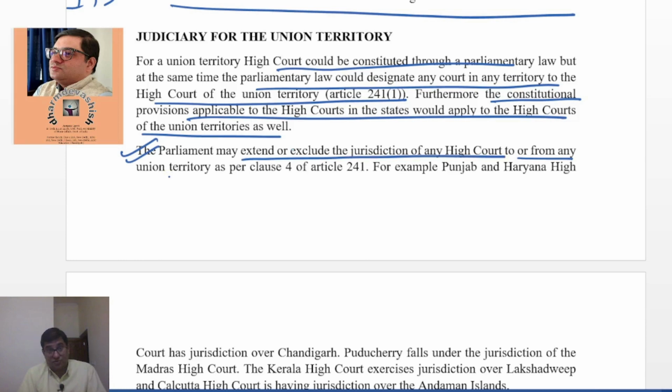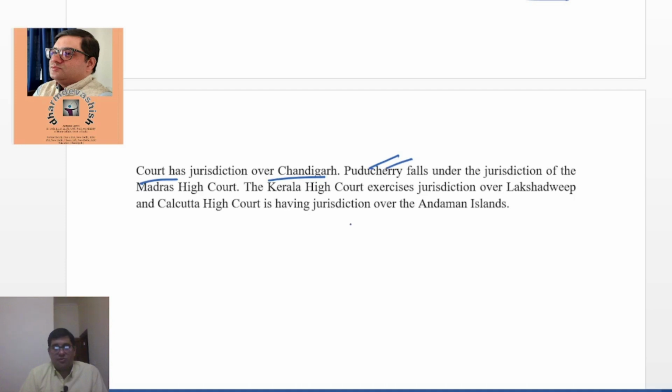Now what is the example given? For example, the Punjab and Haryana High Court has jurisdiction over the Union Territory of Chandigarh. Likewise, Puducherry, previously known as Pondicherry, falls under the jurisdiction of the Madras High Court. Likewise, the Kerala High Court exercises jurisdiction over Lakshadweep. The Calcutta High Court has jurisdiction over Andaman and Nicobar Islands. So these are certain examples with respect to the judicial administration, specifically at the higher judiciary level.